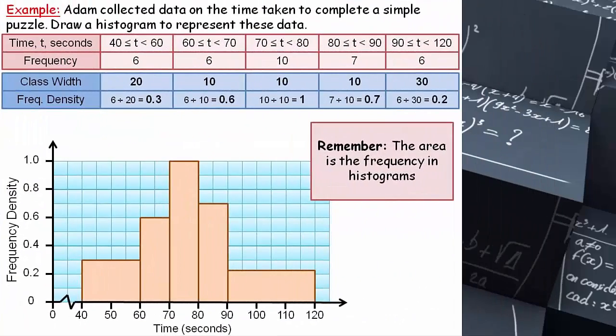The first thing that you need to do is add a row underneath your table. You label this one class width and you work out the difference between the intervals. So for example, on the first one, it will be 60 minus 40 and that gives you 20.